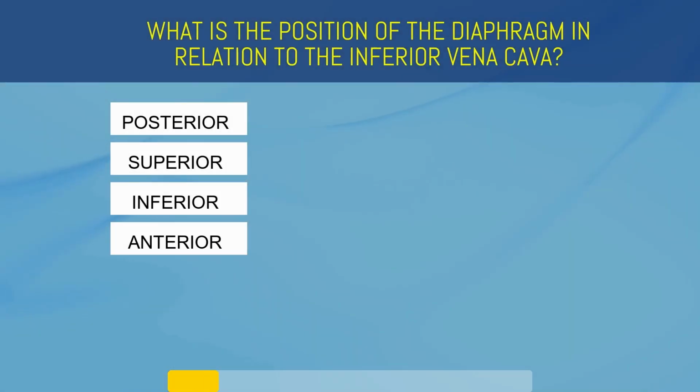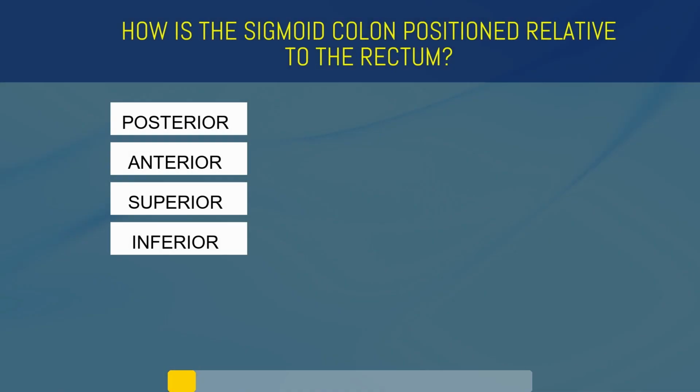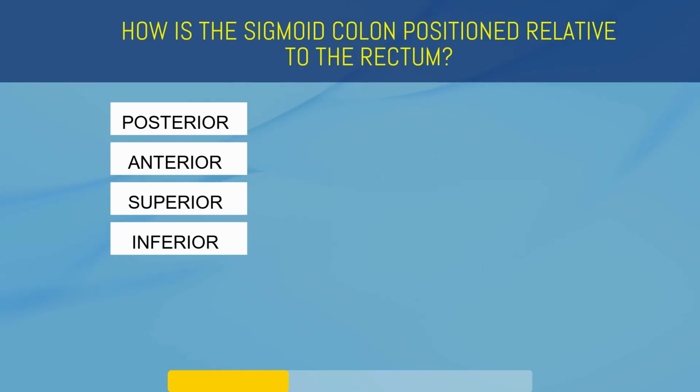What is the position of the diaphragm in relation to the inferior vena cava? Posterior, superior, inferior, or anterior? Superior. The inferior vena cava passes through the diaphragm's central tendon at T8, so the diaphragm is located below this part of the vessel.